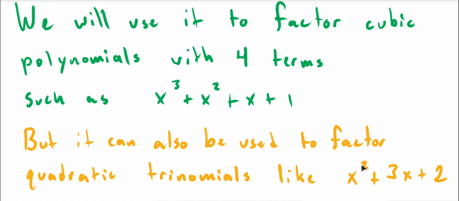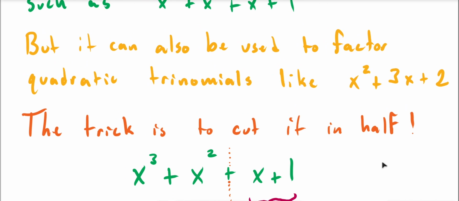Quadratic meaning it has degree 2, and trinomials meaning there are 3 terms. The trick is to write things as having 4 terms and then cut it in half. We'll look at how to do that with the trinomials in a second. But for the first example, let's look at the cubic.